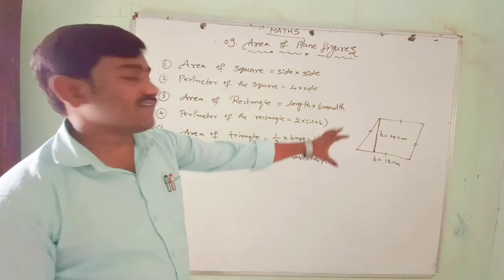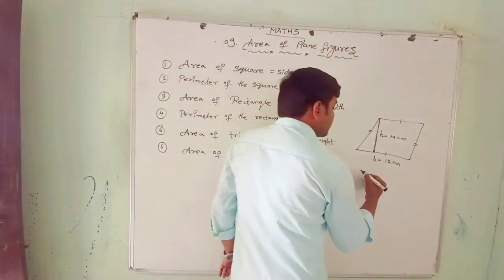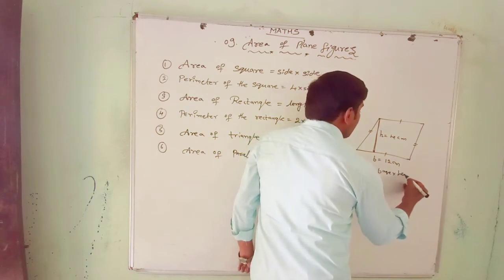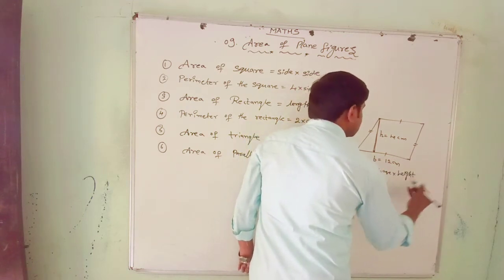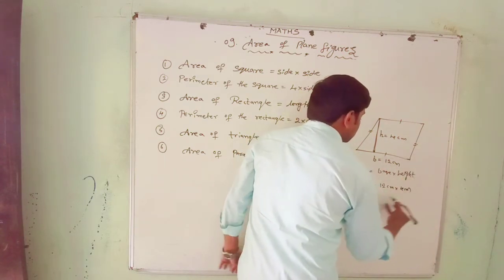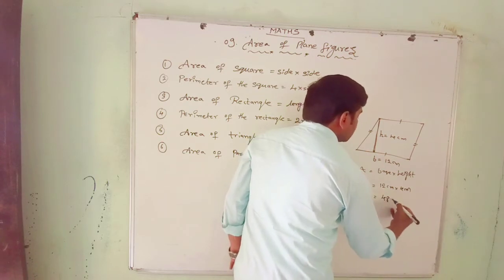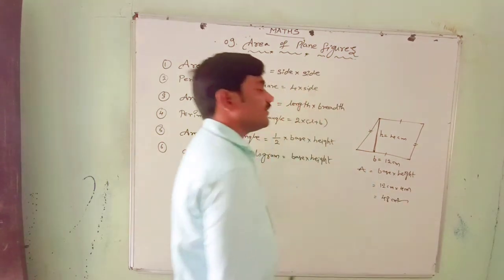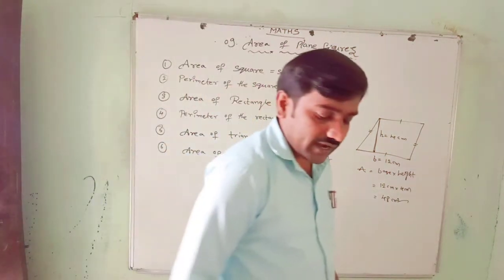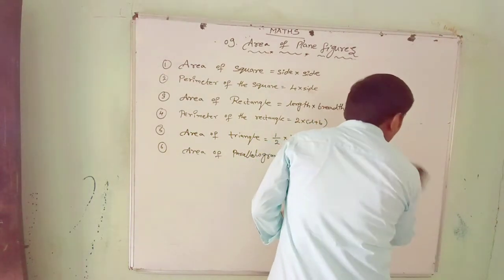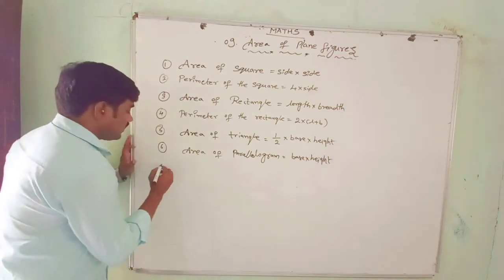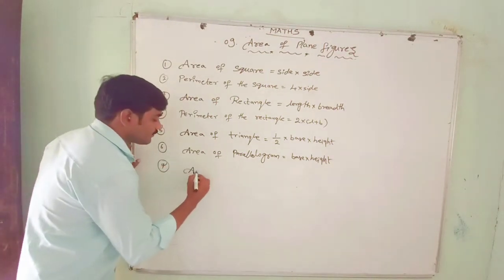Let us find out the area of this parallelogram now. How to find out the area of a parallelogram? Area of parallelogram formula is base into height. The base is 12 centimeter into height is 4 centimeter. 12 fours are 48 centimeter square. So the area of parallelogram formula is base into height, and we know how to find the area of a parallelogram by using the base into height formula. Now next one, area of rhombus.